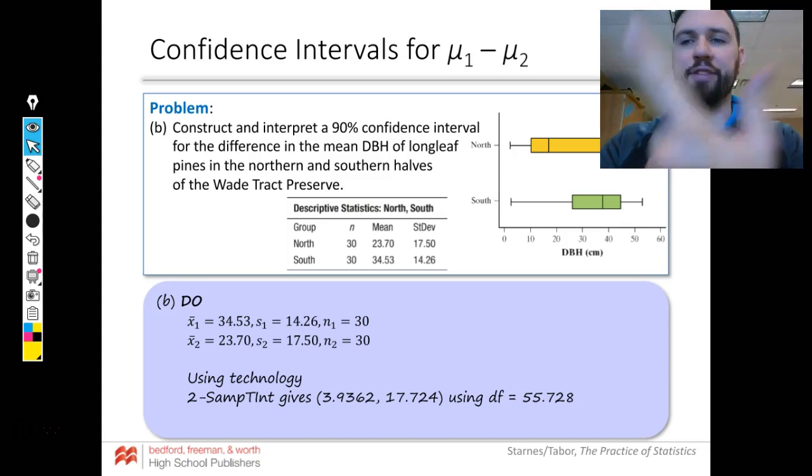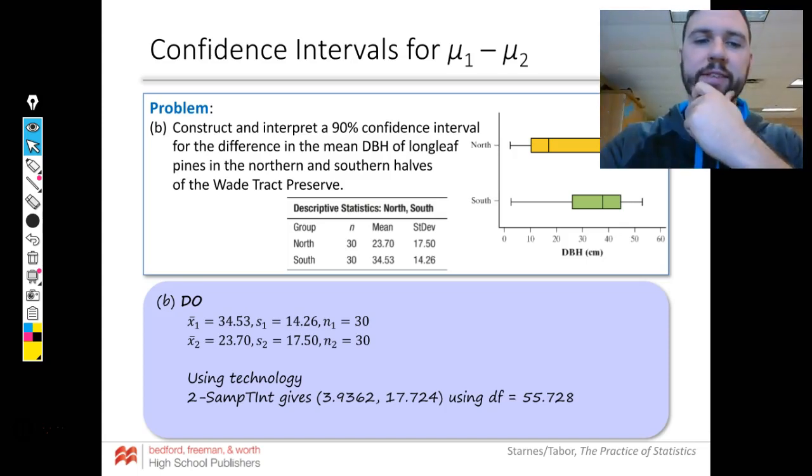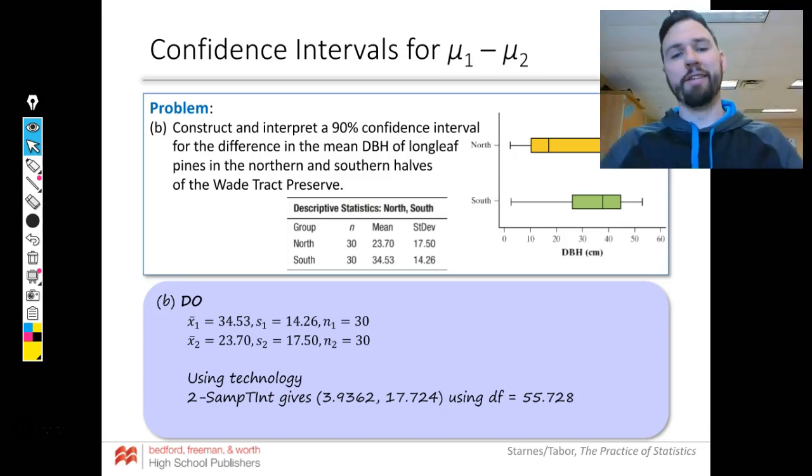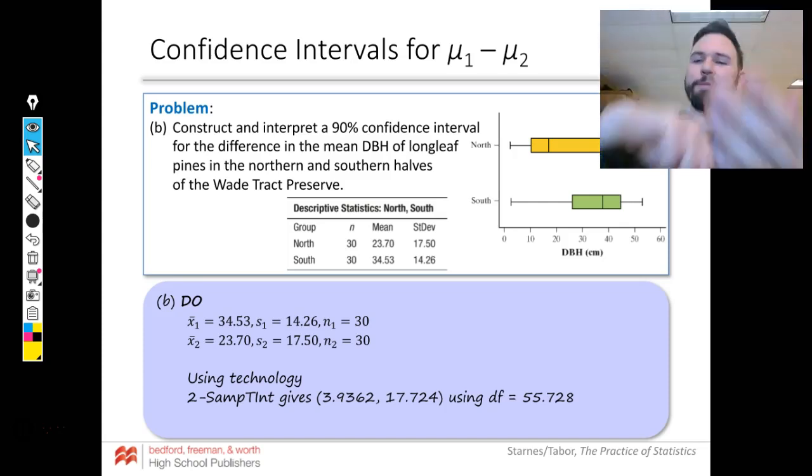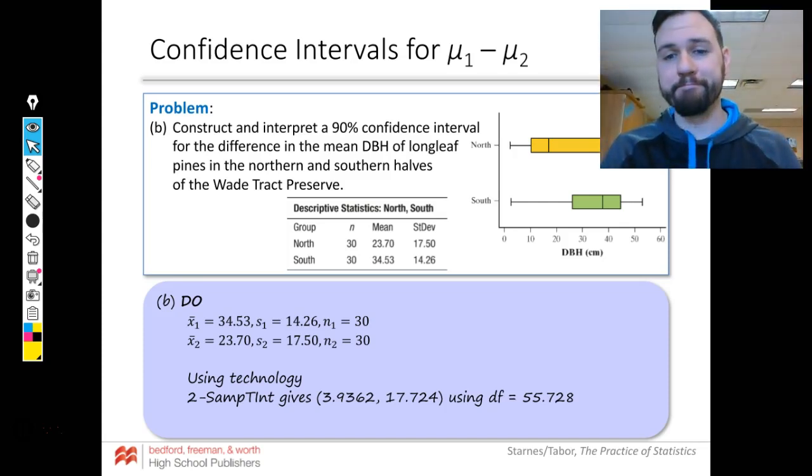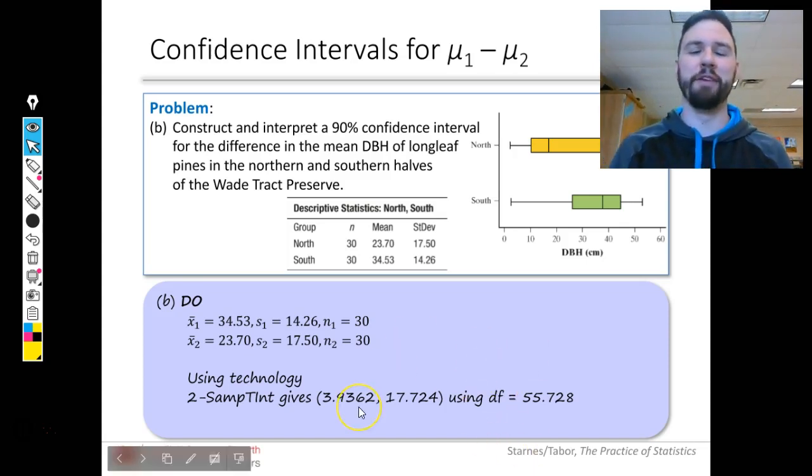So now we do. They gave us the mean. They gave us standard deviation. We have our sample size. So first I would jump on my calculator. Beep, boop, beep. I'm done. We did it. We found the confidence interval by using calculator.